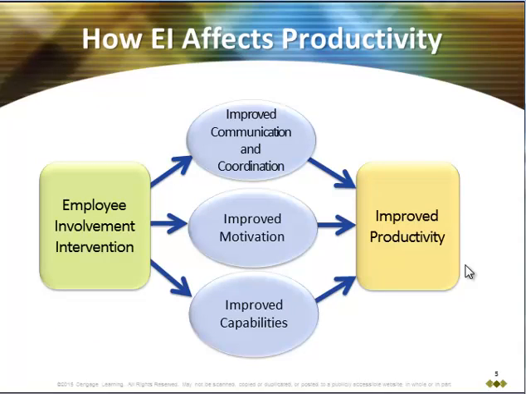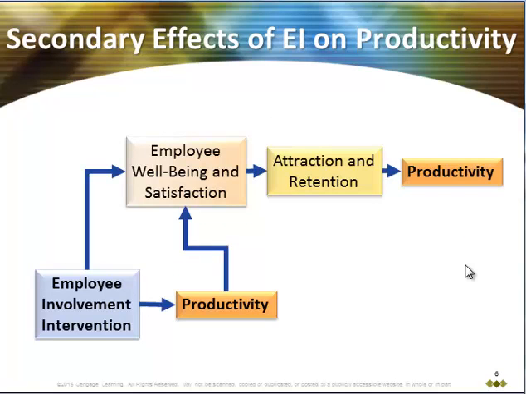So in this graphic depiction, we see what employee involvement constitutes, what it leads to, if you will. Let's assume that employee involvement, the intervention that you facilitate as an OD person, works. Then how would that affect things? Well, if employee involvement worked as designed, you would see those middle three oblongs: improved communication and coordination, improved motivation, improved capabilities, which would lead, of course, to improved productivity.